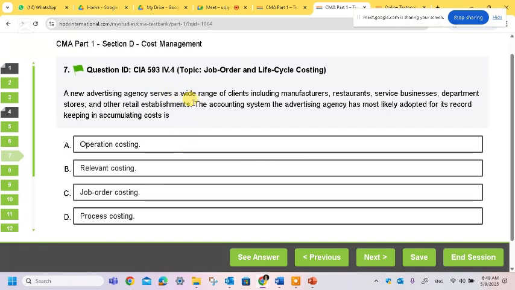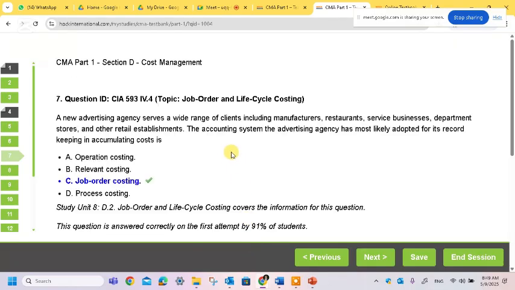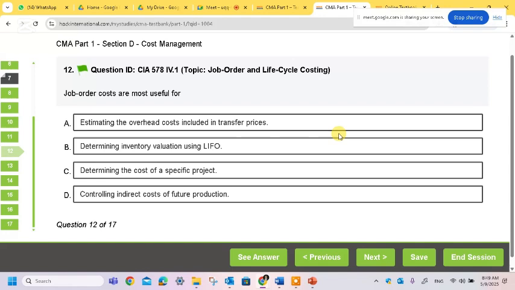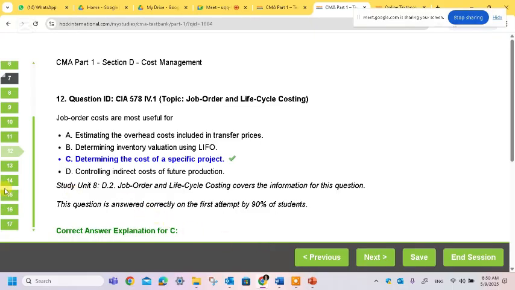And this, even without reading, I can say it's going to be job order costing, because in the same topic we are in. But read it. A new advertising agency serves a wide range of clients, including manufacturers, restaurants, service businesses, department stores, and other retail establishments. The accounting system the advertising agency has most likely adopted. Job order, because each order is going to be different. Specific project, yeah.